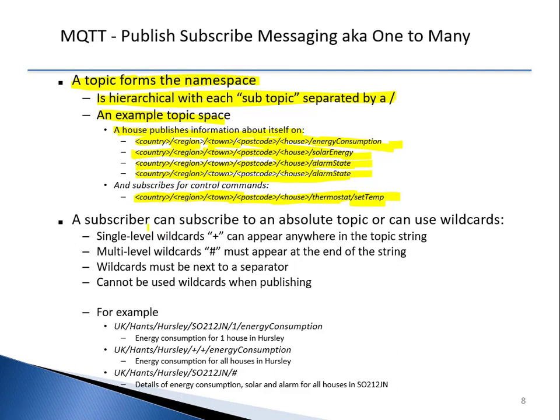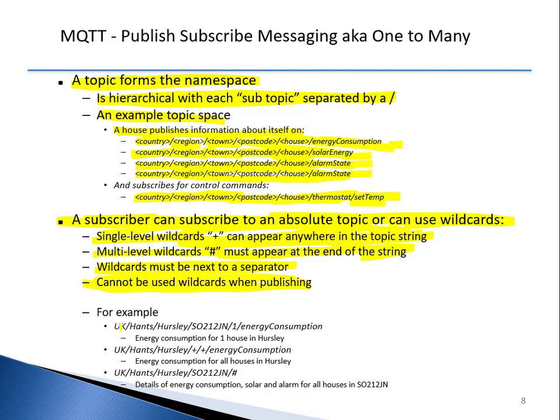A subscriber can subscribe to an absolute topic or can use a wildcard. This is an important thing: a subscriber can use one topic to subscribe, and it can be read over the channel, or we can use a wildcard. Single-level wildcard plus can appear anywhere in the topic string. For multi-level wildcards, a hash symbol must be used and it appears at the end of the string. Wildcards can be annexed to a separator, and all the information will be subscribed from the wildcard. Wildcards cannot be used when publishing, but subscribers can use wildcards to get the information.